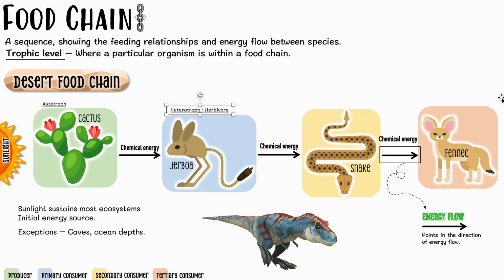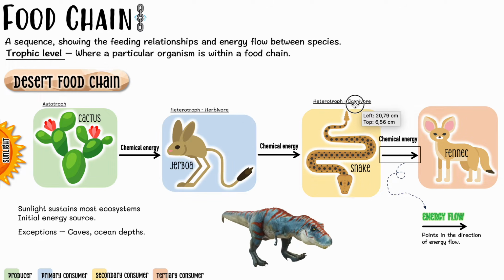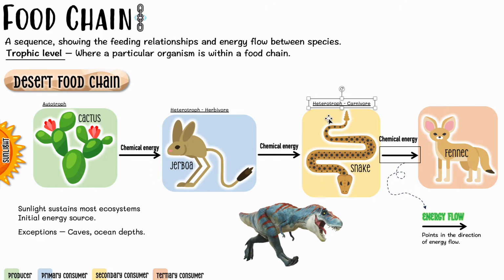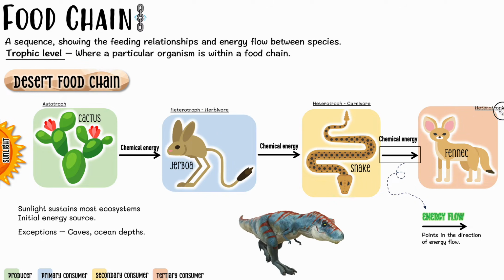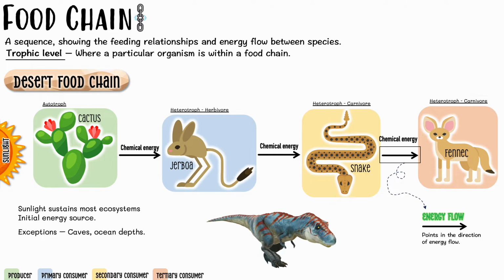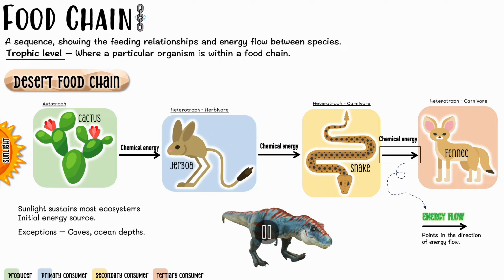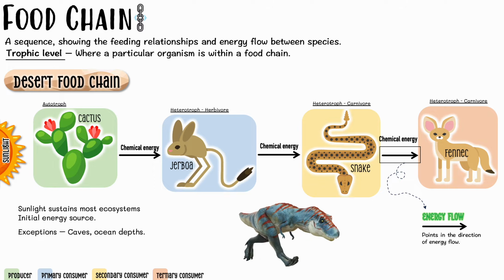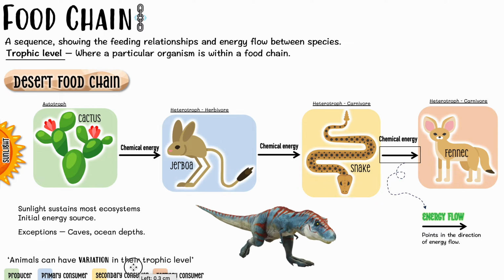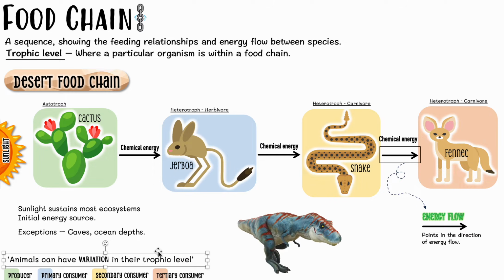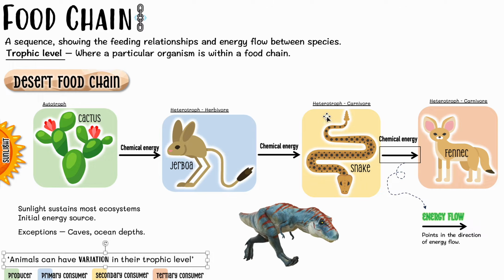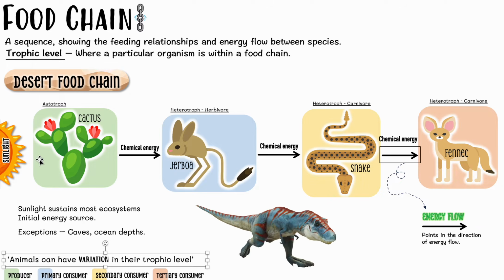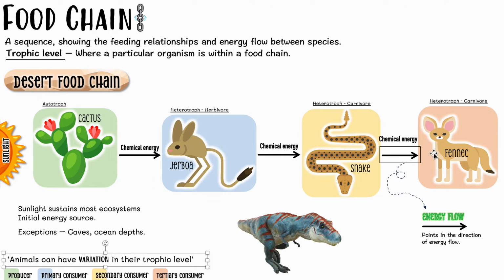Now, the second thing can maybe also be a herbivore, but usually it's a carnivore or an omnivore, something that can eat something that is made up of meat, right? Same with the last one, usually a carnivore. Now, here's the big thing that I don't want you guys to get confused. Here's the sentence: animals can have variation in their trophic level. A jerboa is not always a primary consumer. Sometimes it's a secondary consumer or even a tertiary consumer. It depends on how many organisms there are at a given moment.